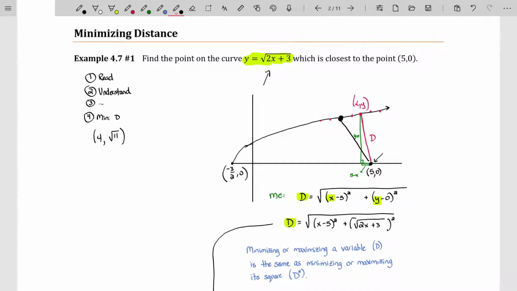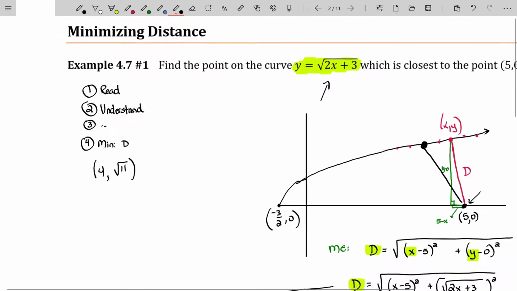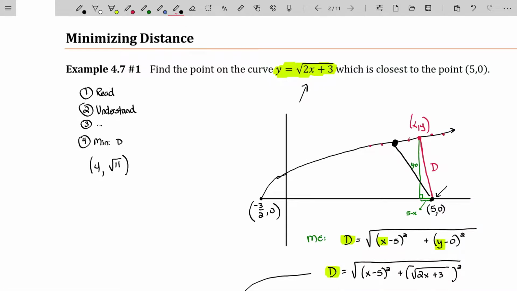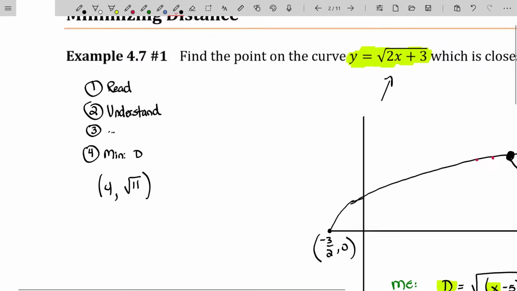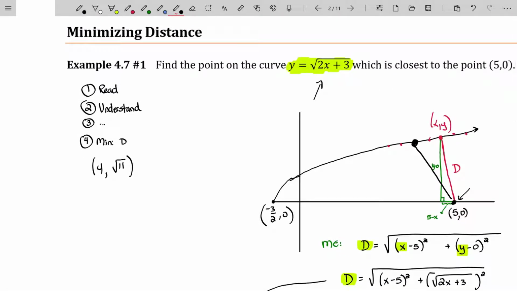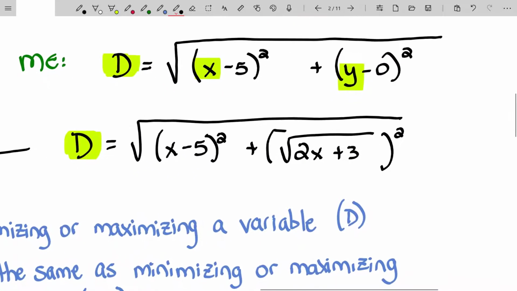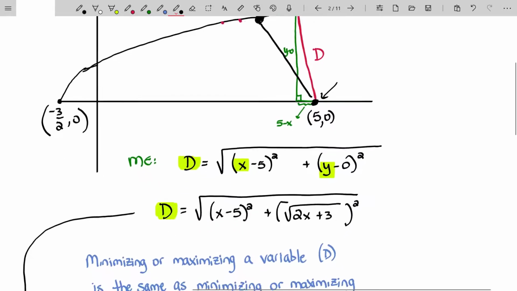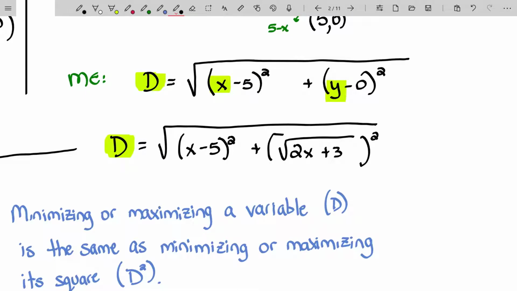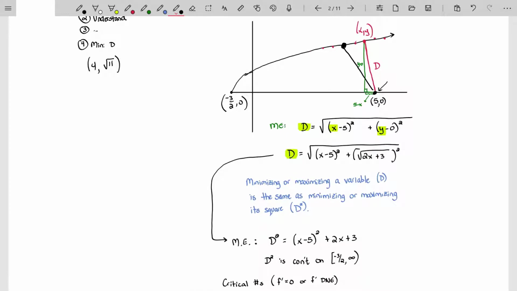So again, just reiterating the steps we went through. We read the problem. If you didn't understand it, you have to draw a picture, which is pretty much always a good thing to do. Step 3, which is label unknowns, we don't really have to do in this case. State what you want to minimize or maximize. We want to minimize D. And in that process, create an equation for that variable you want to minimize. So distance is just the distance between 2 points. And our 2 points are (x, y) and (5, 0). So we went ahead and set up the distance formula. And then we use calculus to find the absolute minimum.